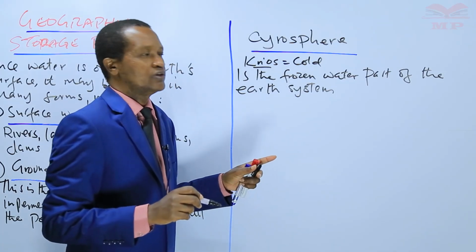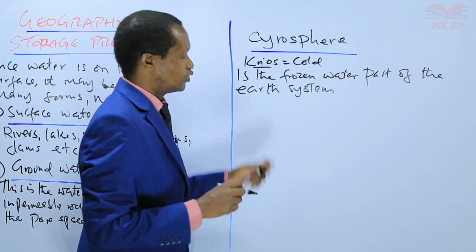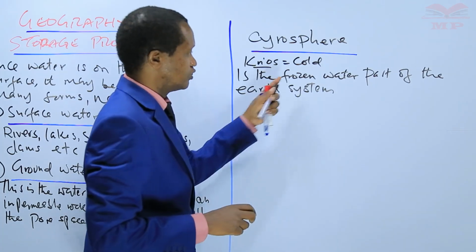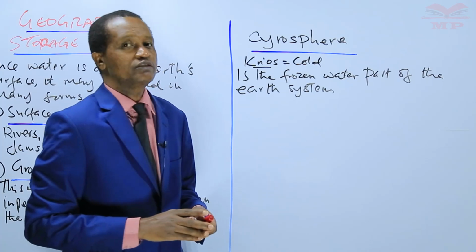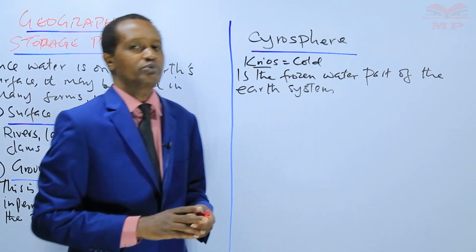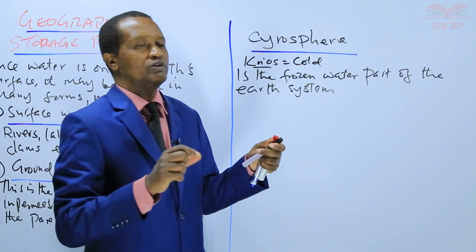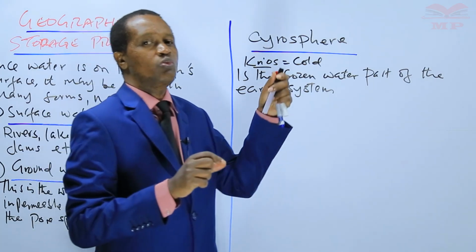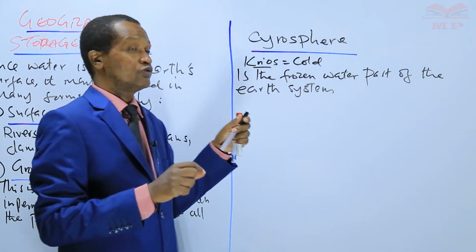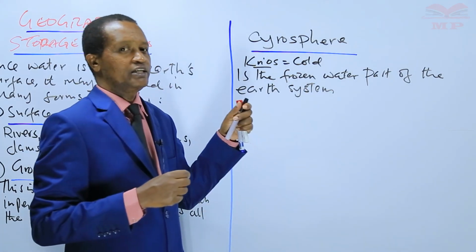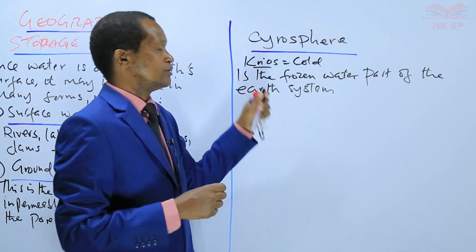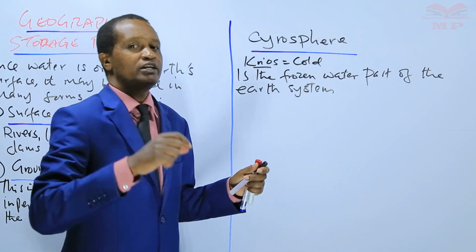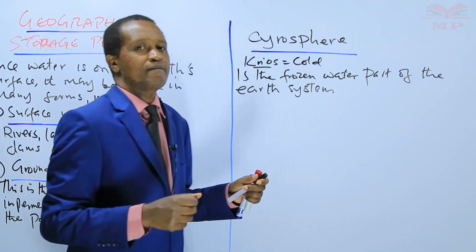Now, the storage of water in this form, in ice form, is very critical, it's very important, because it protects the earth from being too warm. Because we are talking of ice. The storage of water in the form of ice and glaciers protects the earth from getting too hot.